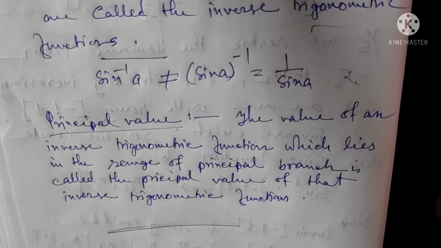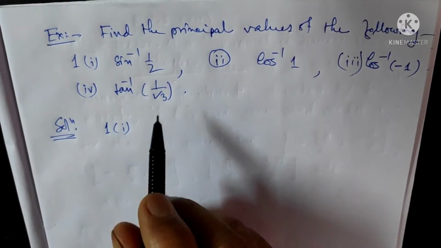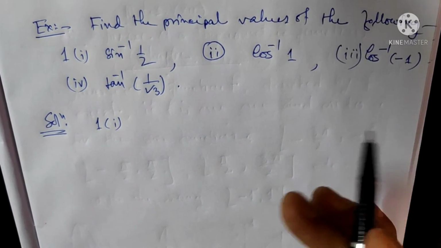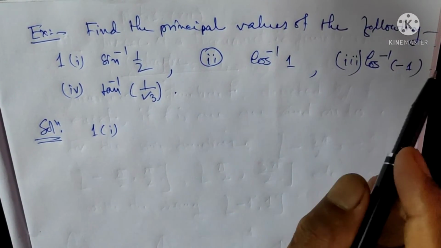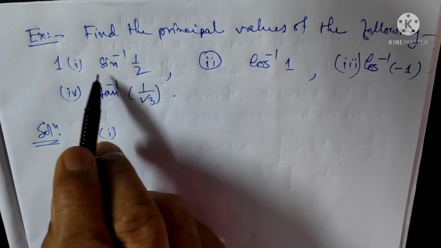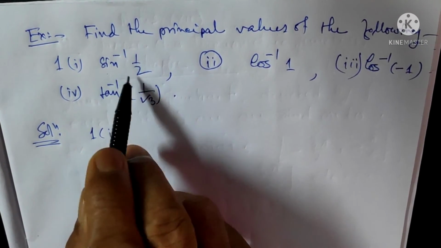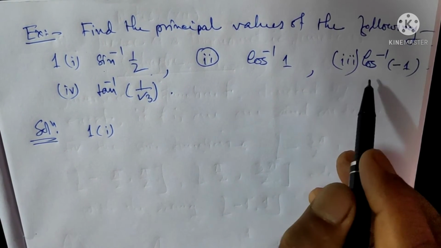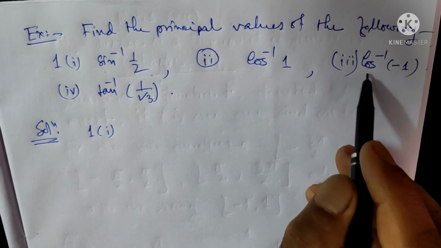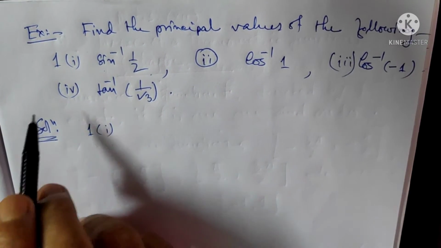Let us take some examples about inverse trigonometric functions. Find the principal value of the following. Number one, sin inverse half. Number two, cos inverse 1. Number three, cos inverse minus 1. Number four, tan inverse 1 by root 3.